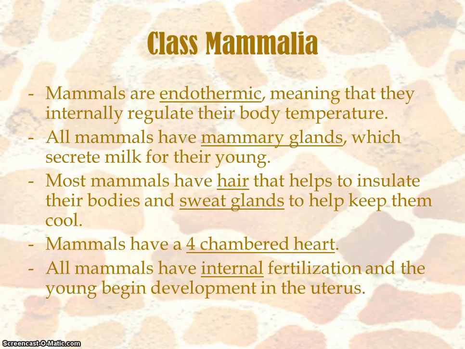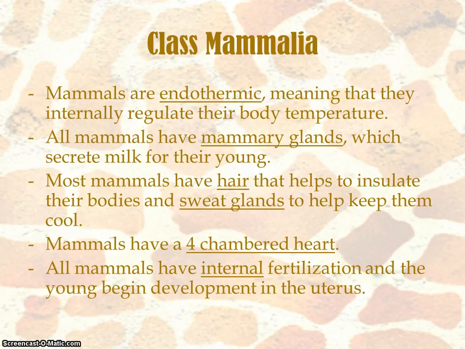Most mammals have hair. It's an insulation adaptation. It allows for insulation of the bodies. And then they also have sweat glands, which is an adaptation to help regulate body temperature by keeping them cooler. So the hair and the sweat glands are both adaptations to help them adapt to different environments that they could live in.